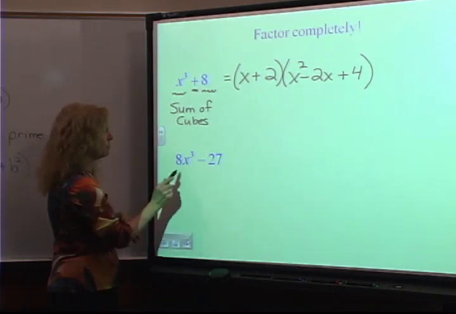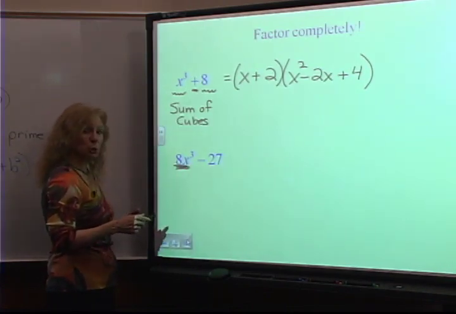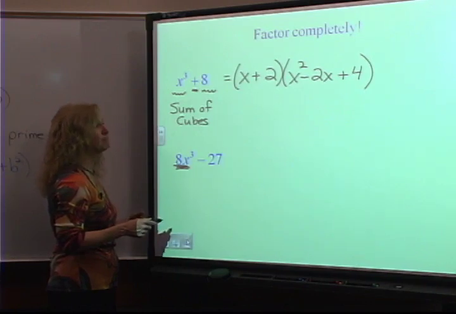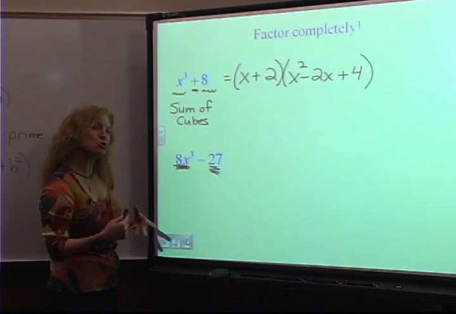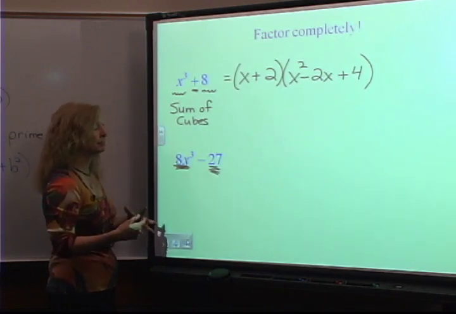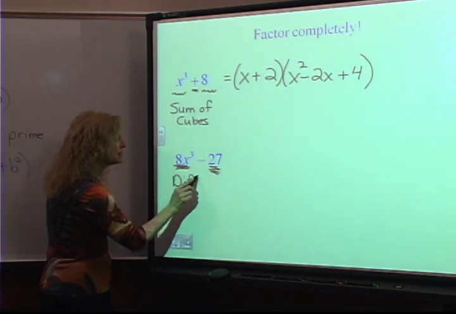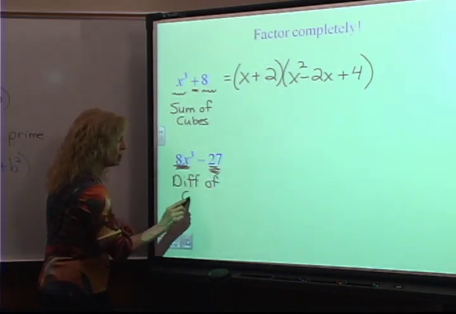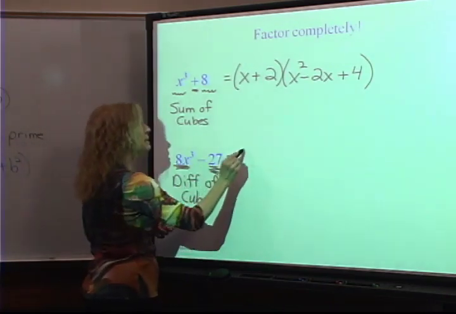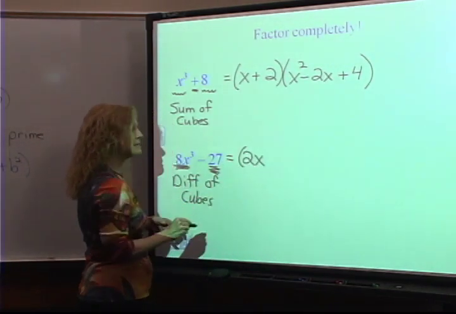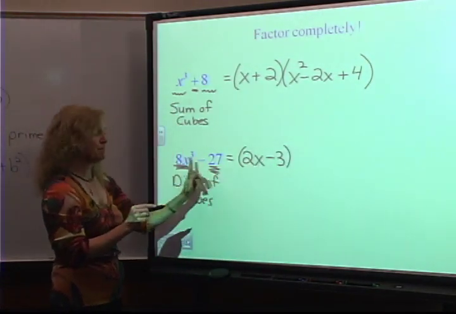Minus sign. Now, is there something which cubed gives you 8x cubed? 2x. Is there something cubed that gives you 27? 3. So this is a difference of cubes, one of our special factoring forms. And that would be then 2x minus 3. Notice I kept the sign the same.